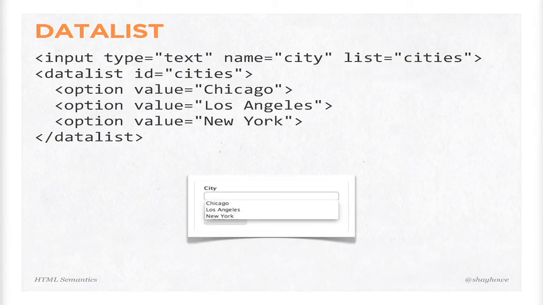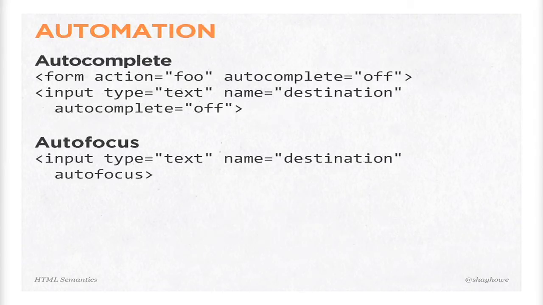This one I thought was pretty neat, the data list. This is a huge accessibility win. Essentially, we can give our input type a list and give it, for this example, cities. We have a data list of cities as well. And we can give it different options. So as you start typing, we can ask a user what they want to see here. This is awesome. We can do a bit of automation here.